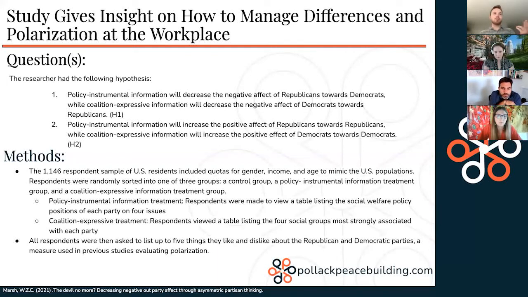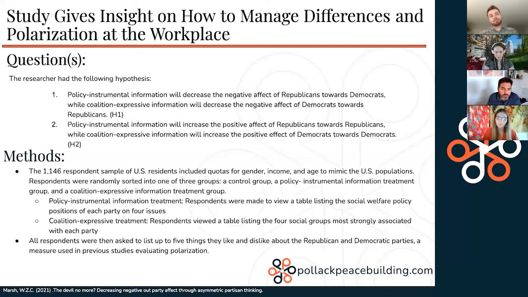So for these two groups, the policy instrumental information treatment is where these respondents were made to view a table listing the social welfare policy positions of each party on 4 issues. So they viewed this table. On the coalition expressive treatment, the respondents viewed a table listing the 4 social groups most strongly associated with each party. So the difference is between the policies versus the social groups.